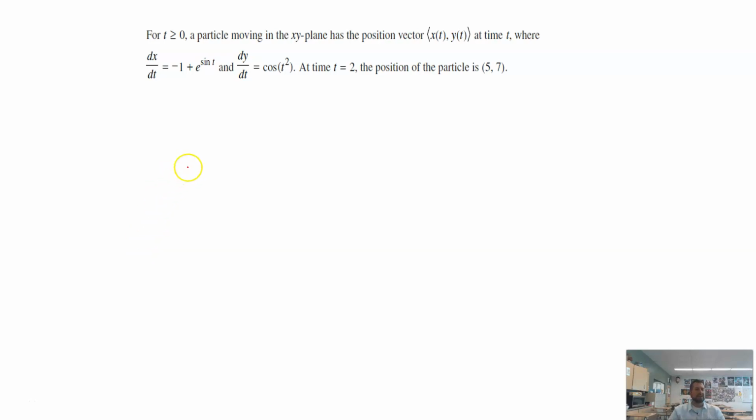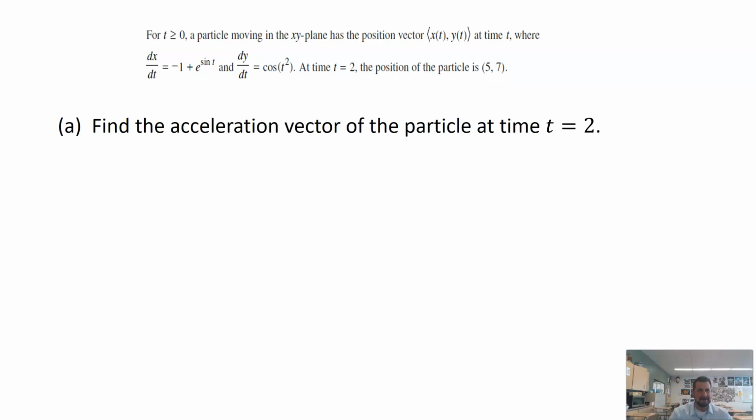Okay, so on this third problem, what we're looking at is we've got a velocity vector. We've got dx/dt here, we've got dy/dt here, and it gives us an initial position. So quite honestly, when you look at this problem, very typical. They give us the stuff that we need to do this problem without any sort of issue.